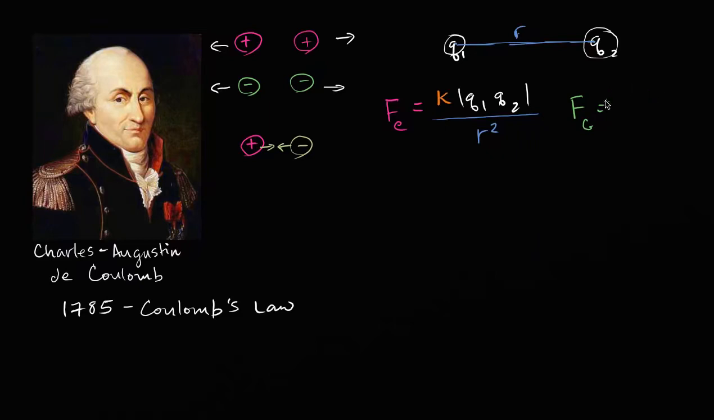Actually, let me do it in those same colors so you can see the relationship. It's going to be proportional to the product of the two masses, M1, M2, and it's going to be inversely proportional to the square of the distance between two masses. Now, these proportionality constants are very different.